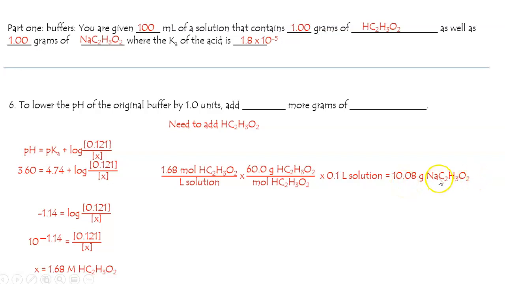That's a typo. This should be acetic acid, HC2H3O2. So we need an additional 9.0 grams of acetic acid, not the acetate. Sorry about the typo. And that's how much you need to add to render that solution into a pH 3.6 buffer. Now, this will marginally increase the volume of the solution, which probably renders it a little bit inaccurate, but it should be good enough to go.